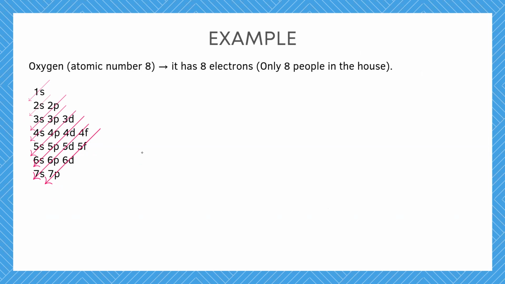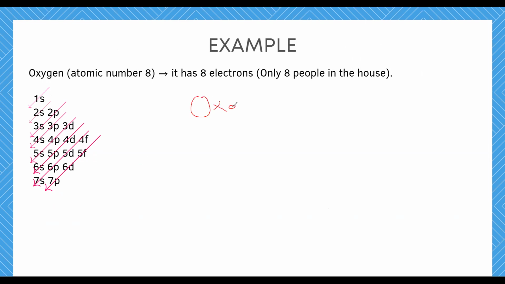The example on the screen says, write the electronic configuration of oxygen. So now, when you have a question like this, the first question you should ask yourself is, how many electrons are present in oxygen? 8.